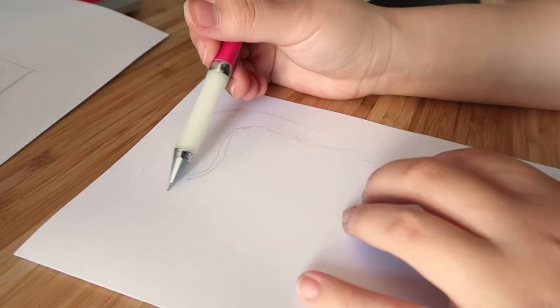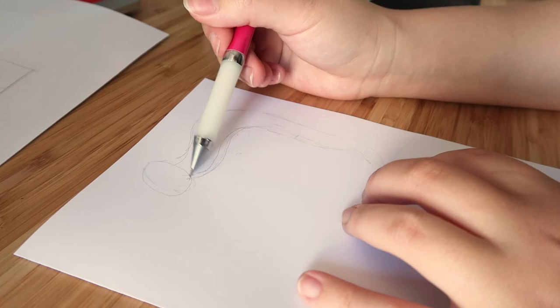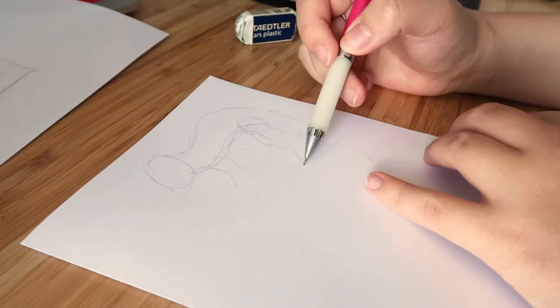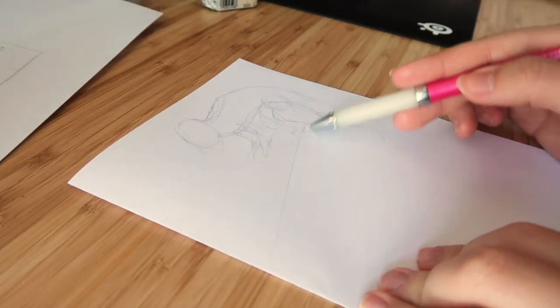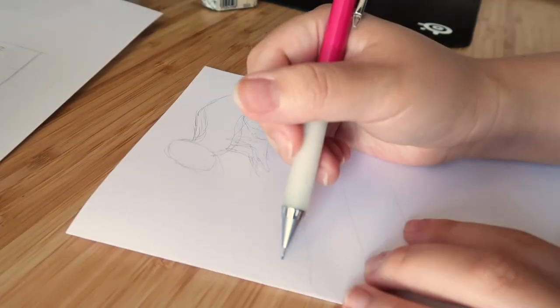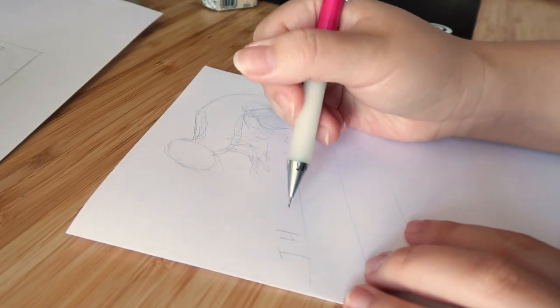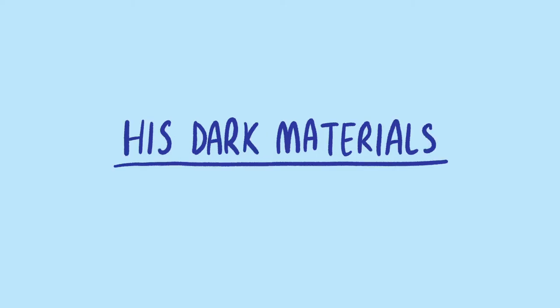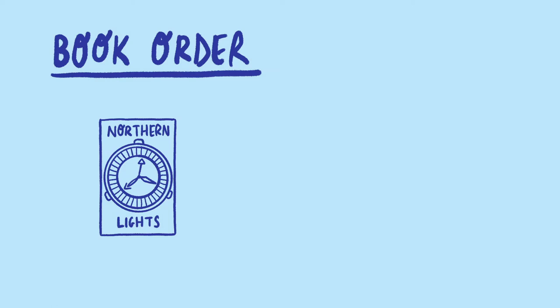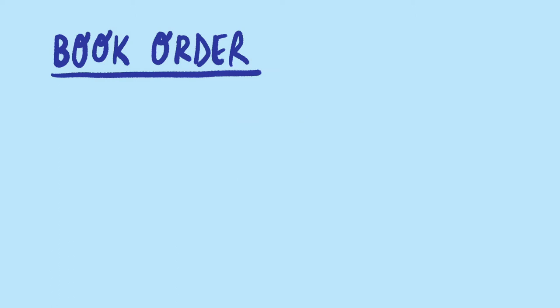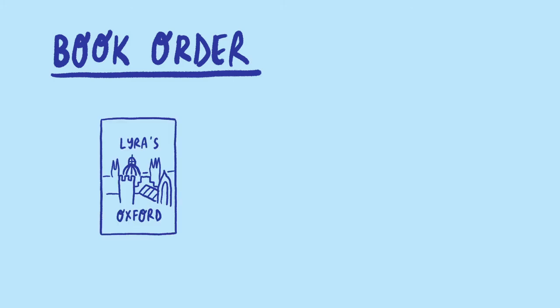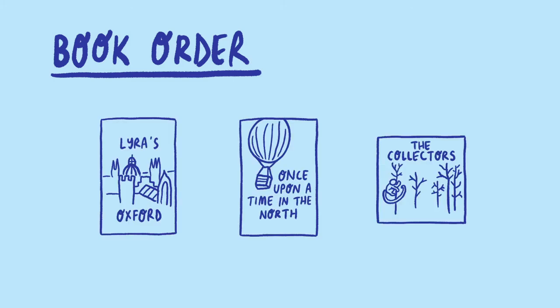So I read the entire trilogy, like binge read it so quickly, and then I started on his second trilogy that's set in the same world with a lot of the same characters, and it's kind of like a sequel, but not really. To clarify, the first trilogy that Philip Pullman wrote is called His Dark Materials, made up of Northern Lights, The Subtle Knife, and The Amber Spyglass. Then there are three short stories called Lyra's Oxford, Once Upon a Time in the North, and The Collectors.